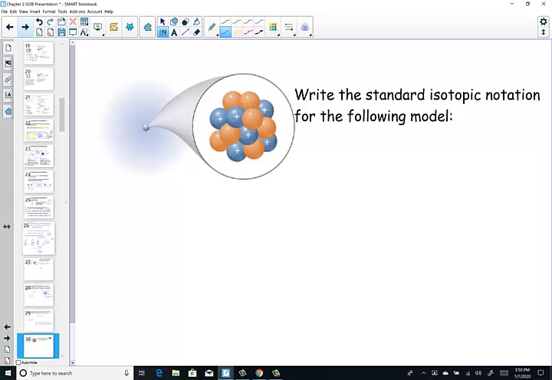You ready to try? All right, so the blue represents protons and the oranges represent neutrons. Let's count. I have 1, 2, 3, 4, 5, 6 positive protons. And I have 1, 2, 3, 4, 5, 6, 7 neutral neutrons. The identity of the atom comes from the number of protons. That's the identity from the atomic number. And we also know it represents the number of electrons because atoms are neutral.